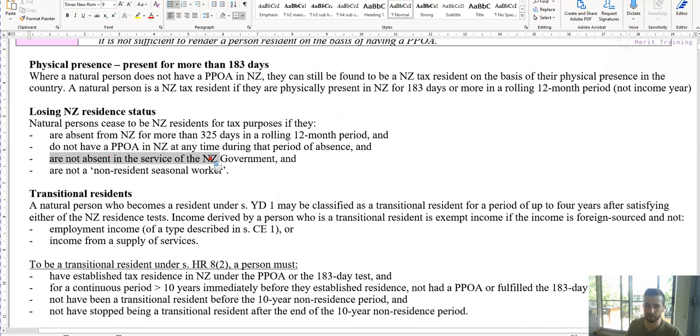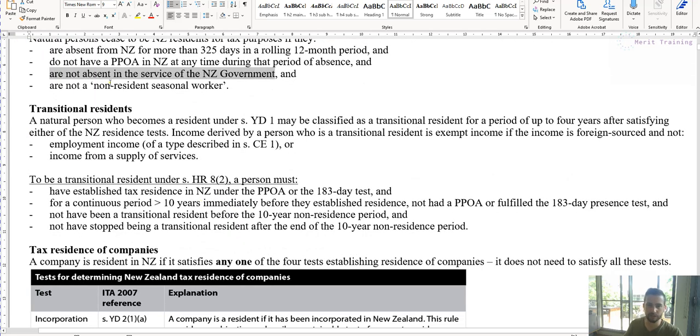Or are not absent in the service of the New Zealand government and are not a non-resident seasonal worker. So this last point here opens up a grey area as well: what happens if you're a seasonal worker or someone who's just coming through, whether you're an international student, a farm worker, one of those people who come from overseas to just pick fruit, or you're coming through on a holiday, just temporarily? So this is the concept of transitional residence.